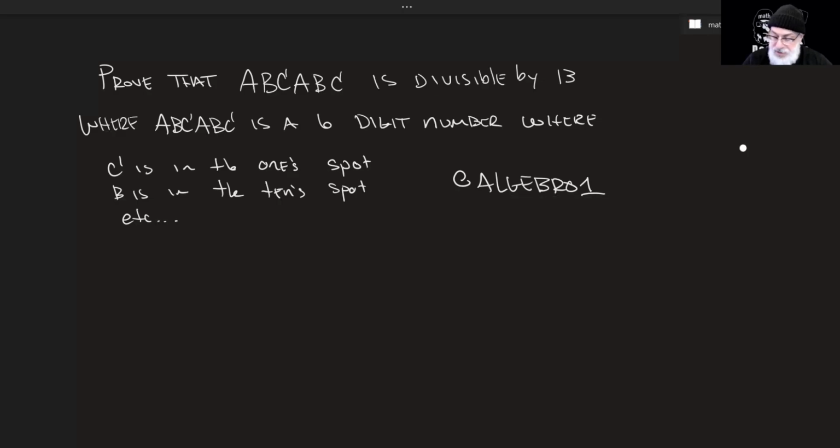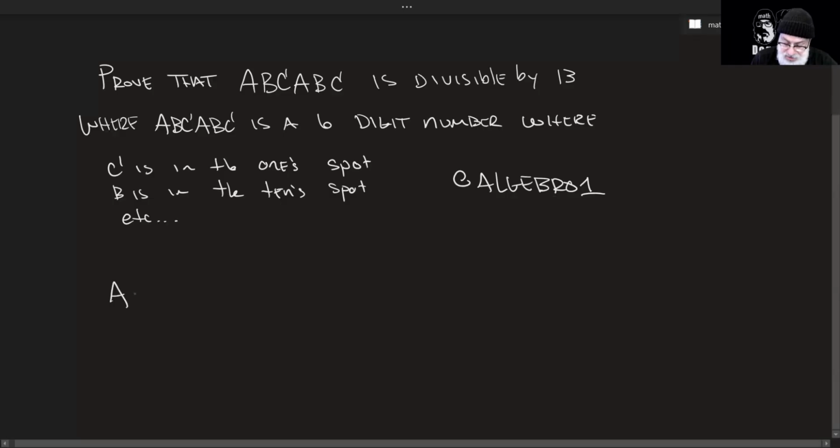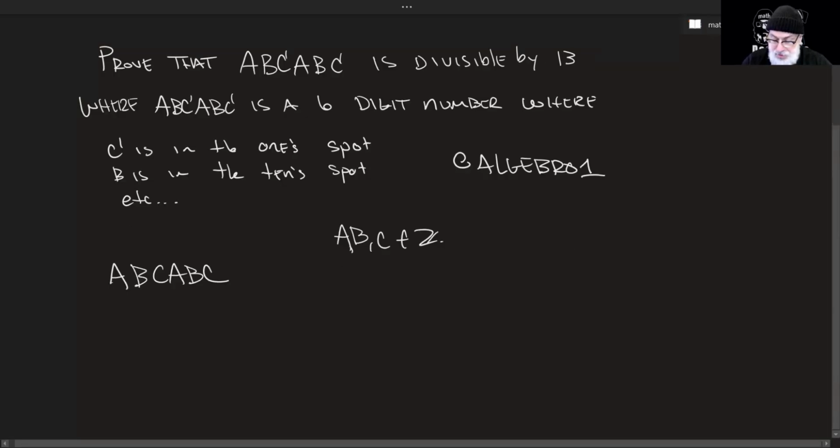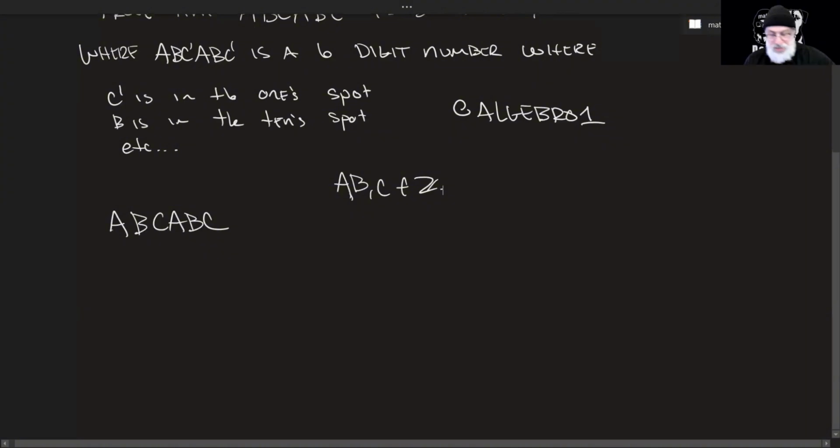And so what we have here is ABCABC, a 6-digit number. I should have said, these are integers, right? So we're not going to have a 6-digit number that's 1, 2, square root of 2, pi. That's not what we mean. It's a 6-digit number. The whole thing's a number. So we can write this in base 10, where A, B, and C are integers, by doing this.